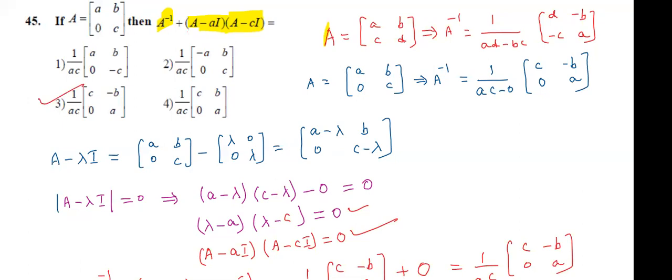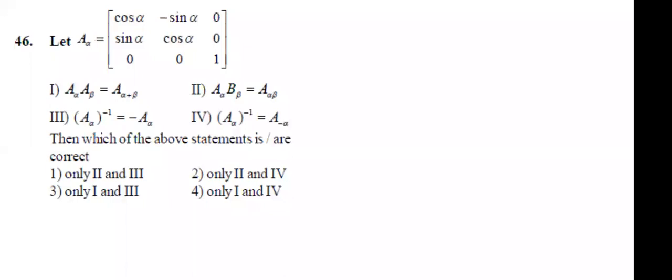Third option correct. Now 46th question. A alpha is cos alpha, minus sin alpha, 0; sin alpha, cos alpha, 0; 0, 0, 1. But see the options. Four statements. Out of the four statements, how many are correct? First, A alpha into A beta. The first and second are the same, but the right hand side value is different.